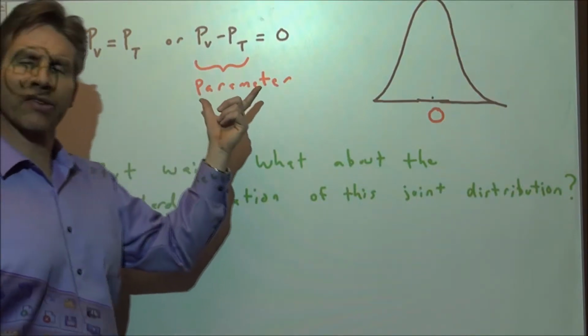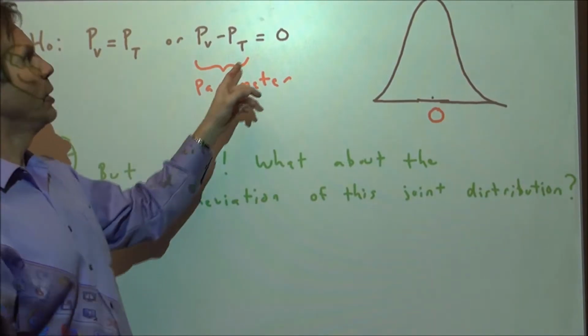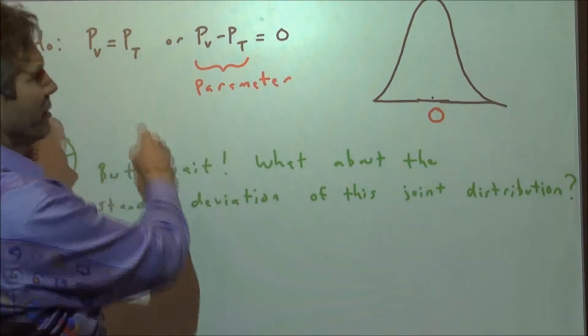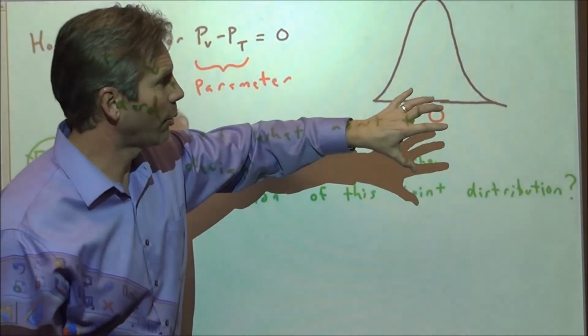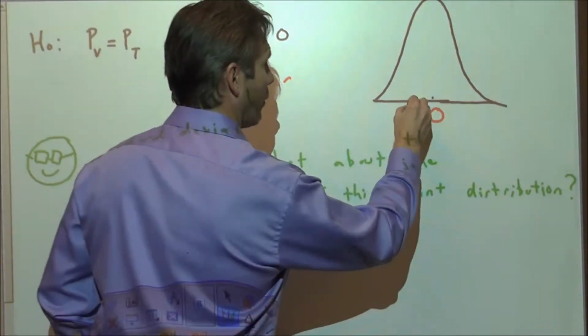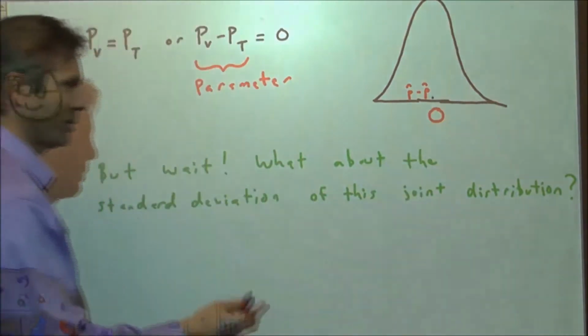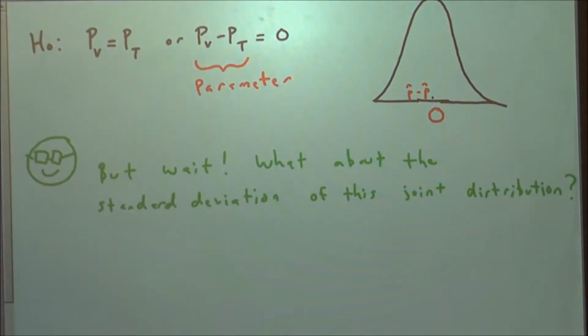So once again, that's our parameter. The parameter is the difference of two population proportions. We're assuming it's 0, there is no difference. So 0 is what we put in the mean of this sampling distribution with all the theoretical differences in the two sample proportions.